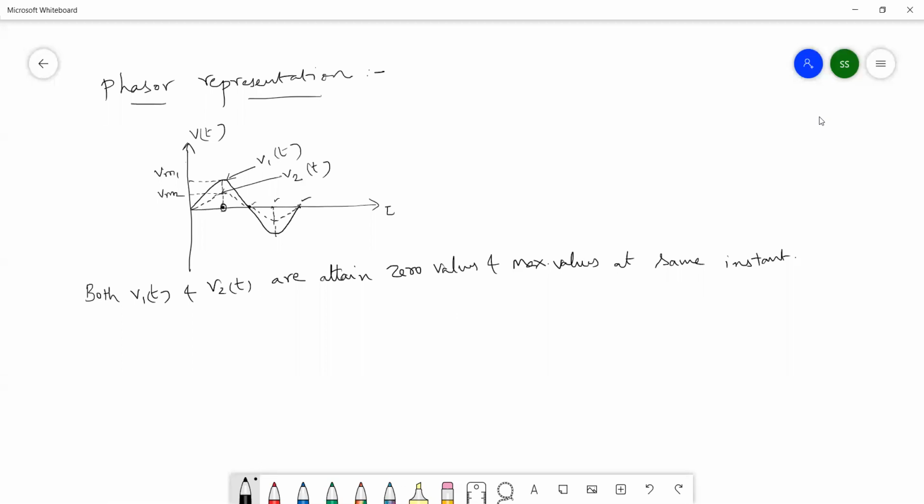That is important. The zero value should also be obtained at 180, both are at 180 or 0, and both are at 360 or 0. So if any two waveforms are moving like this, or simply two alternating quantities are said to be in phase, they must satisfy this condition. This condition is called in phase quantities. Now, V1, V2 are in phase or out of phase?